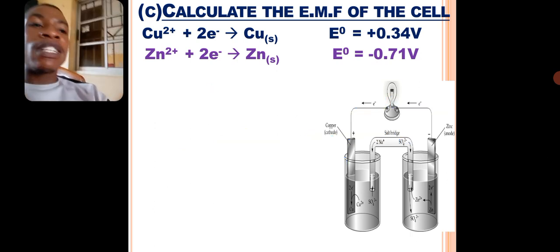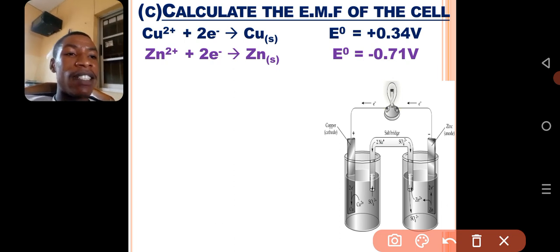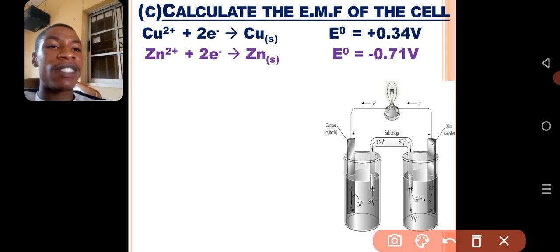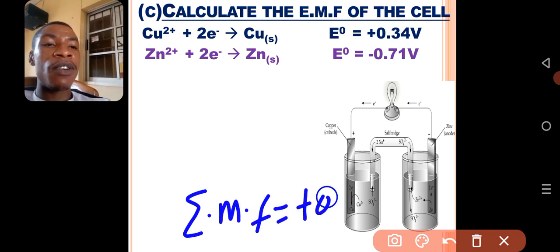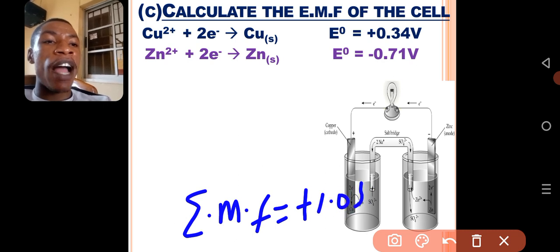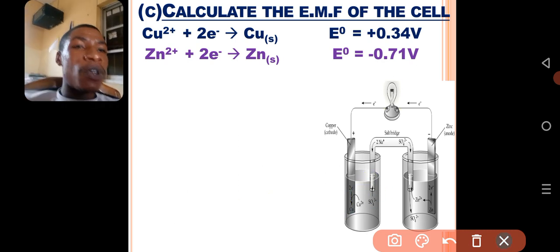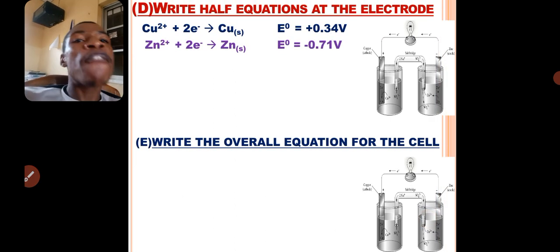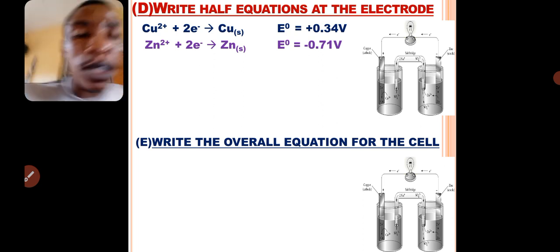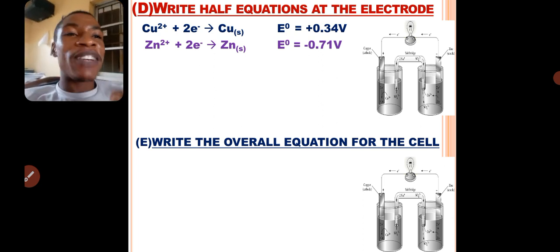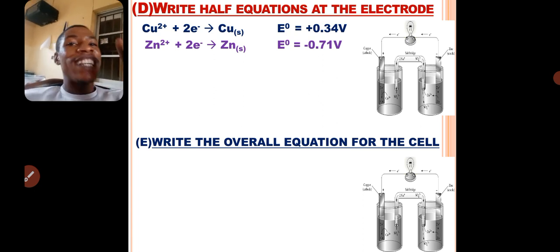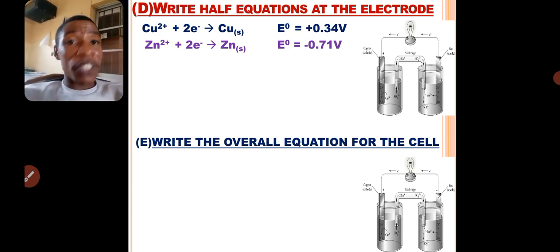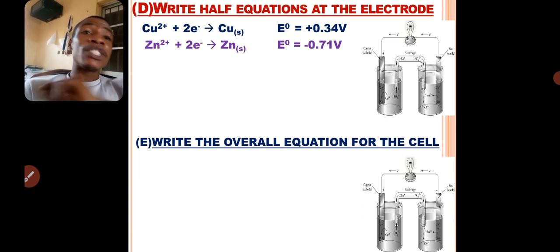So now you can write under the cell that your EMF is plus 1.05 voltage. So let's answer the next question, question D. In question D, we have to write the half equation at each electrode. Now this is where we need to be very, very careful to write the half equation. We know that the cathode is the site of reduction. So what happens at the cathode is reduction.